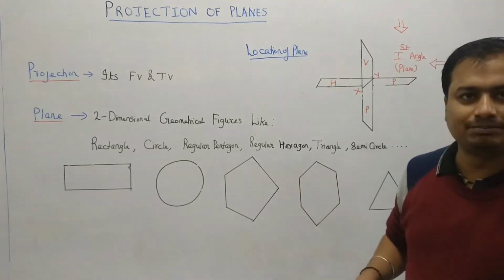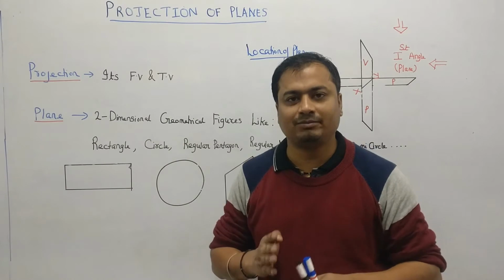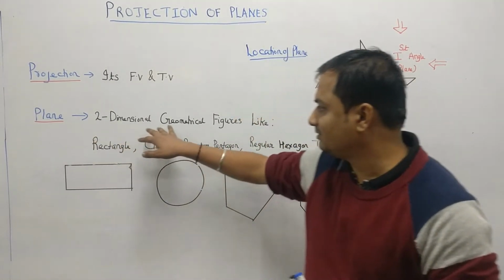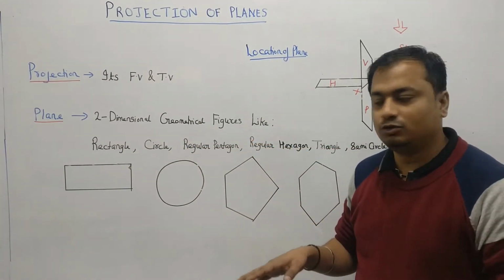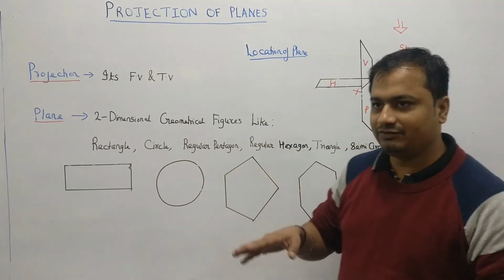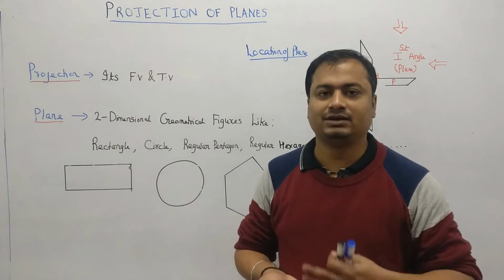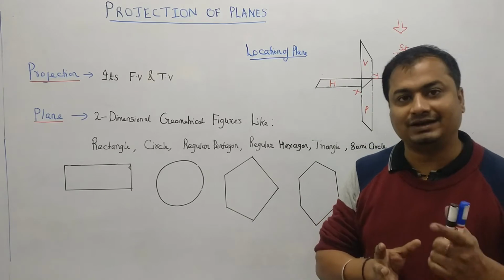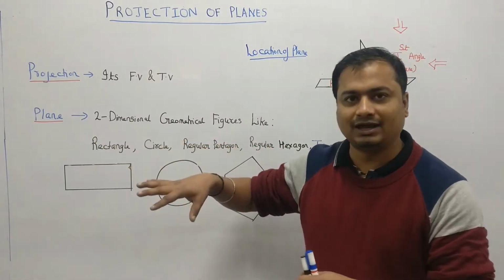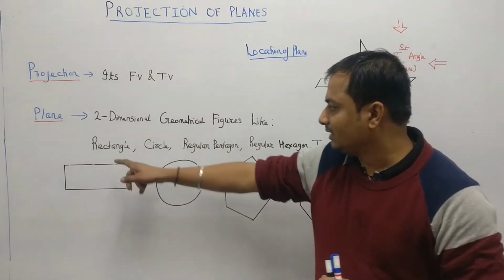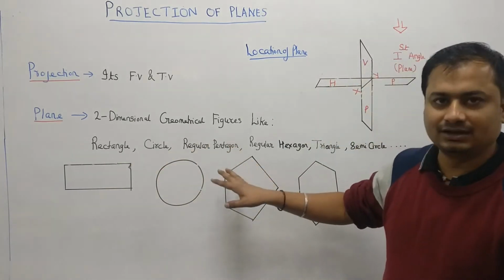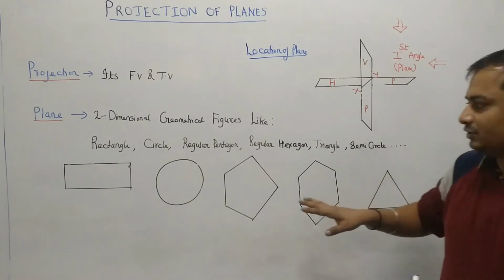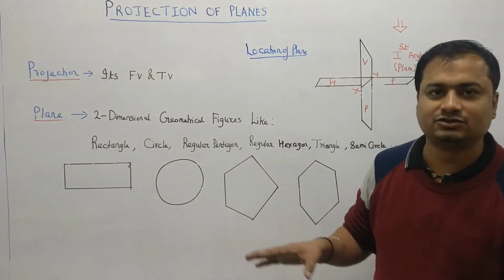Now what is actually the plane? That is very important. We must be familiar with our object. A plane is a two-dimensional geometrical figure. Two-dimensional means it has length and breadth, but the thickness is neglected. Such geometrical entities are said to be a plane. They are two-dimensional figures like rectangle, circle, pentagon, hexagon, triangle, semicircle and others. These are a few examples of the plane.